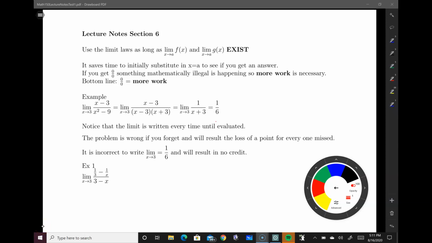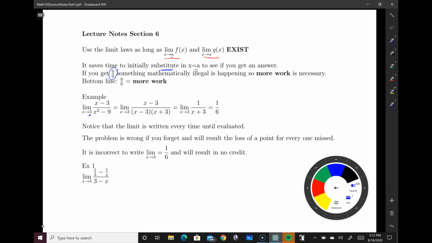Alright, so now we're going to look at some algebraic ways to do limits. We've been looking at mostly graphical ways. So we have some limit laws, as long as these limits exist, and that's a big deal. They have to exist. And if you're taking the limit towards a number and you substitute that number a, as in this example up here, you get 0 over 0.